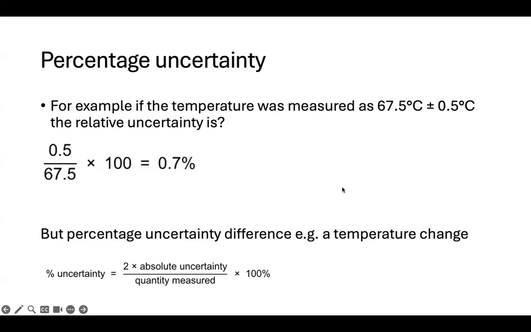Okay, percentage uncertainty, I think everyone will know. Just remember that if you're having a temperature change where you're including 2 different temperatures in the difference in your value, you need to double the uncertainty, if that makes sense. Which is why we're doing 2 times the absolute uncertainty at the bottom there. Don't forget that if you're including 2 values, you have to times the uncertainty by 2.